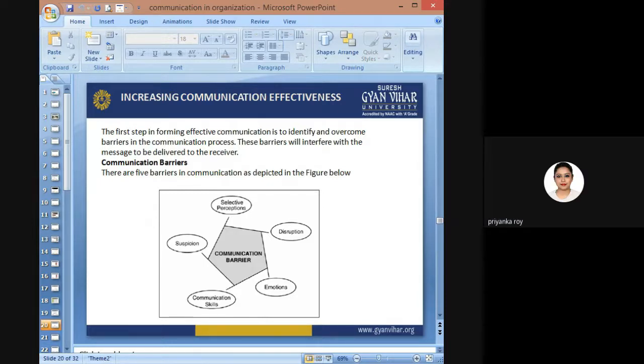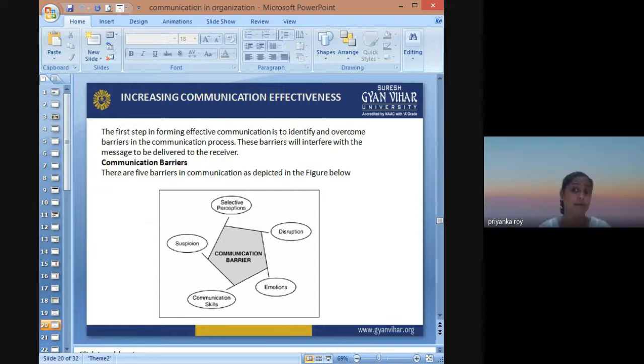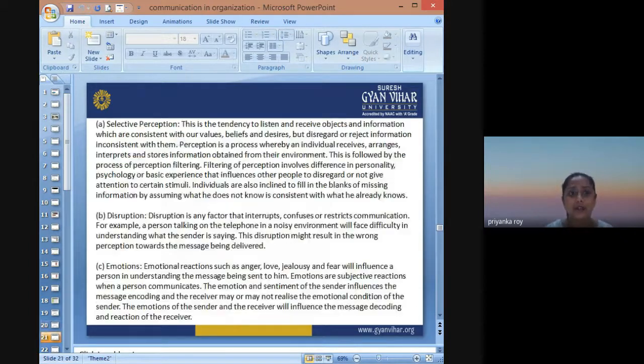So communication barriers have five types: when you are selective in perceiving the information, when there is some disruption or obstruction in receiving the information, when you have emotions involved in the process, when you have a lack of communication skills or understanding of the language, and suspicion, when you have doubt about the message that has been conveyed. These are the barriers of communication.